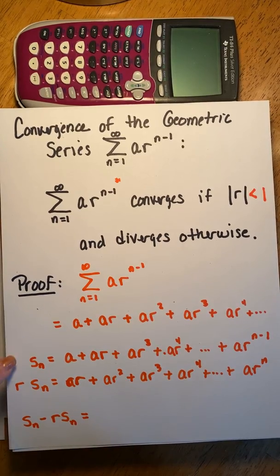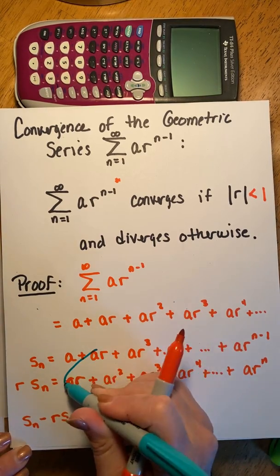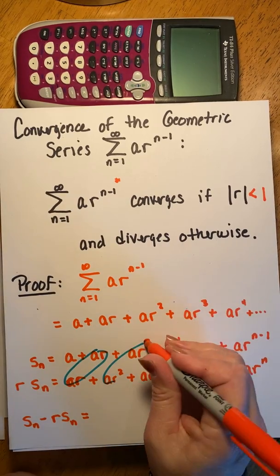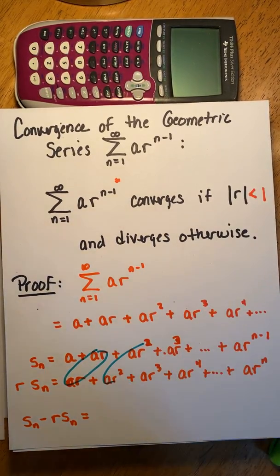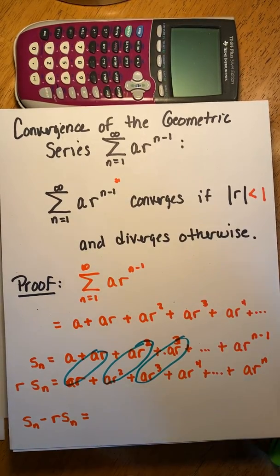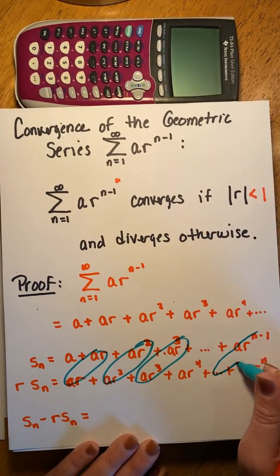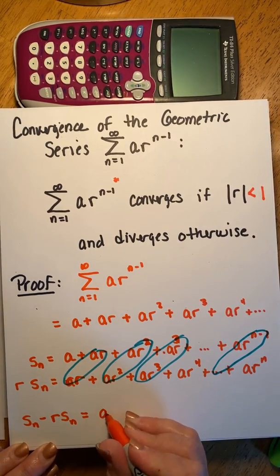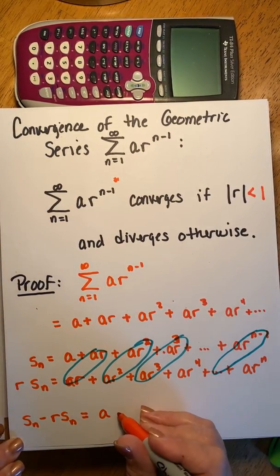So if I take this sum and I subtract this sum, these terms are going to cancel out. These, squared, cubed, and so forth and so on. This is going to cancel. These are going to cancel. Everything is going to cancel. This will cancel with this term. So the only things left are going to be the first term from here and the last term from there.